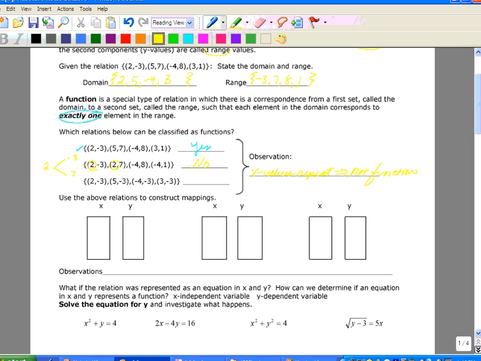Finally, the last one, if we investigate these ordered pairs, each x corresponds to exactly one y. The x values are not repeating themselves, so sure, it's a function.